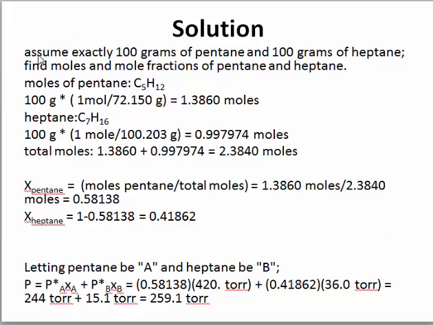To make the problem of equal masses easy to solve, let's assume 100 grams of pentane and 100 grams of heptane, and then find moles and mole fractions of the two species. Pentane molecules have the formula C5H12. We can convert grams to moles, 1.386 moles of pentane. Likewise, we can look up the formula for heptane quickly, and we can convert grams of heptane to moles, and we have moles of each.